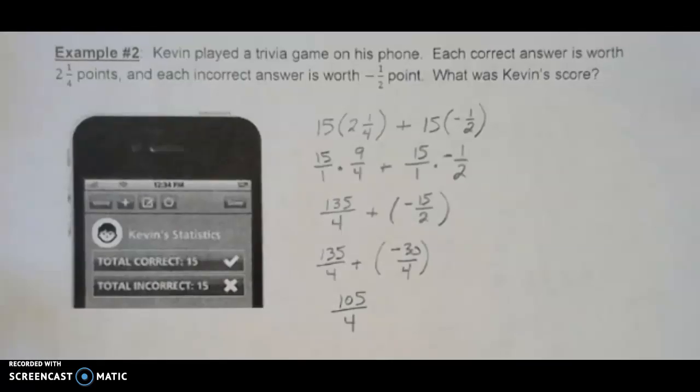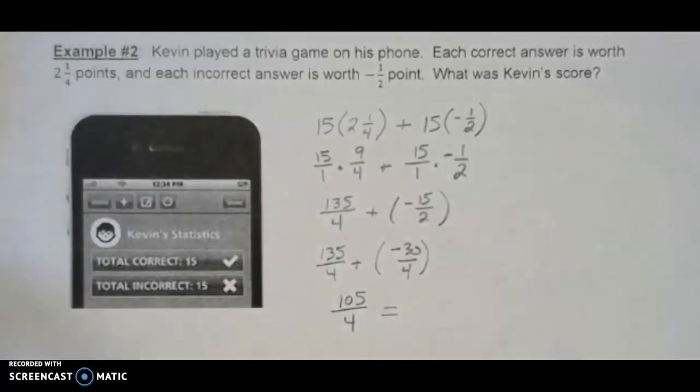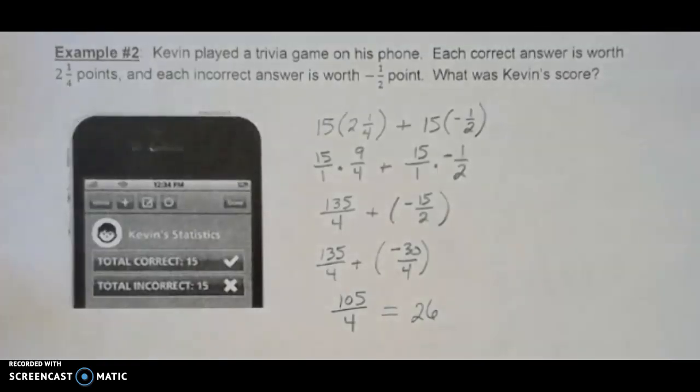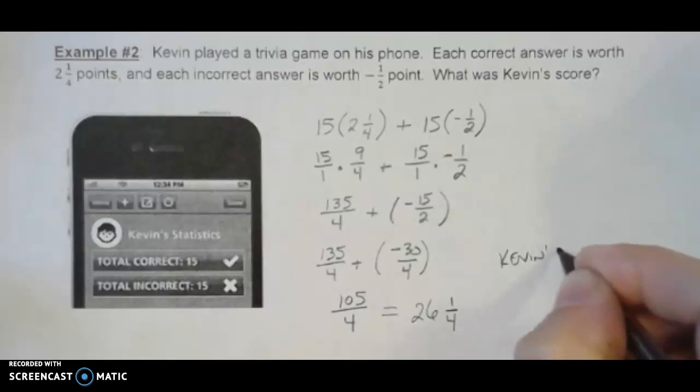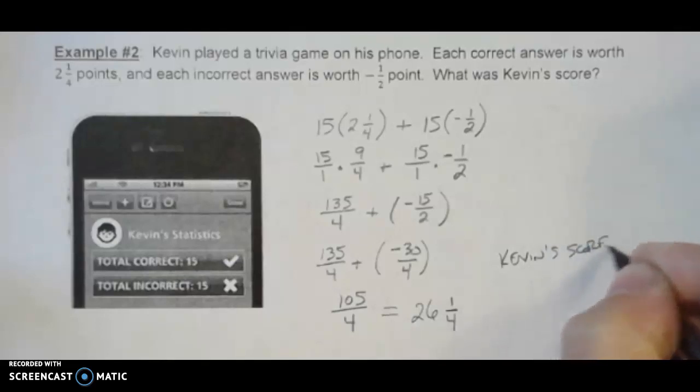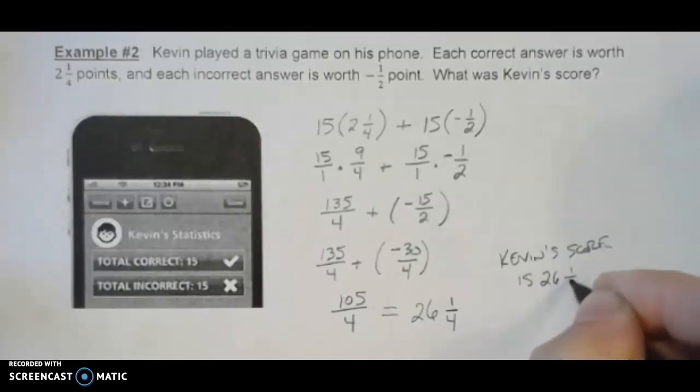And now all I have to do to figure out my answer is convert this number into a mixed number. All right, well, 4 is going to go into 105 26 times. Okay, 26 times 4 is 104. We had to get to 105, which means that there was 1/4 still left over. And so now we can say that Kevin's score is 26 1/4 points.